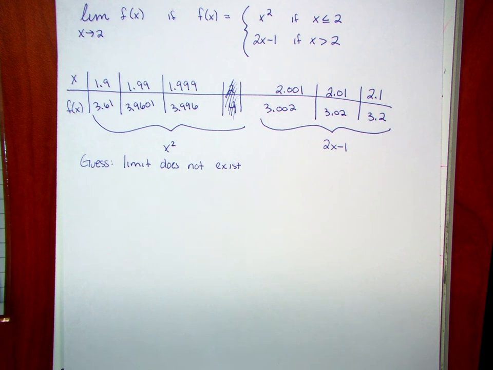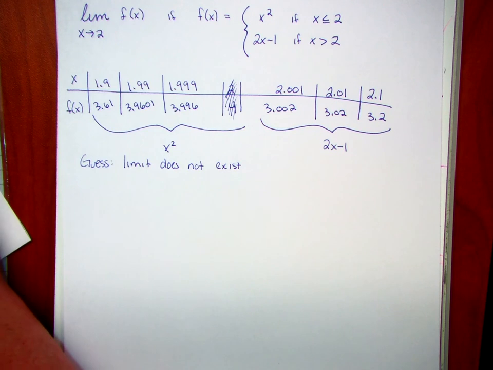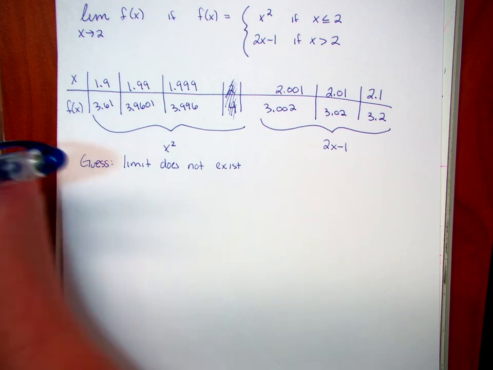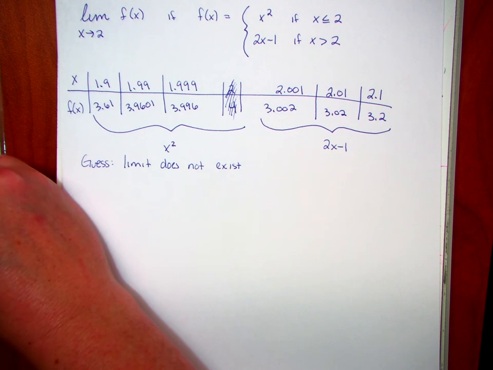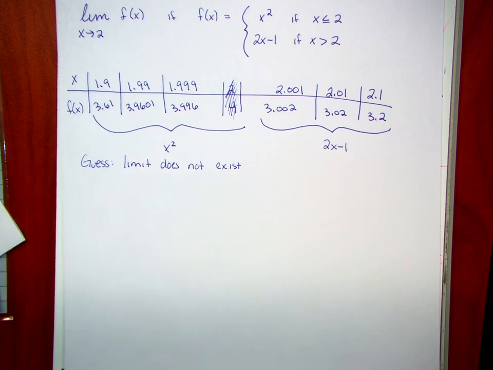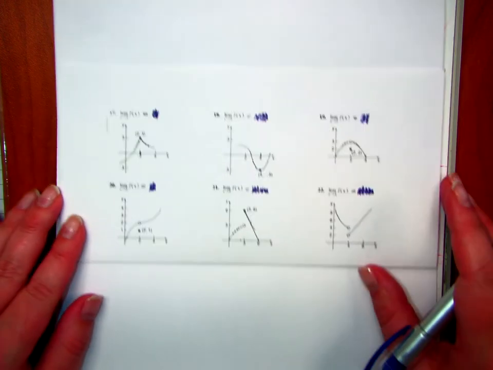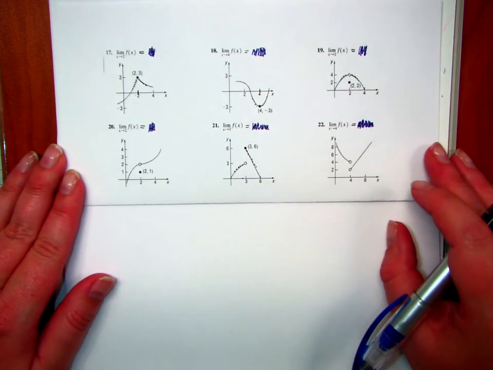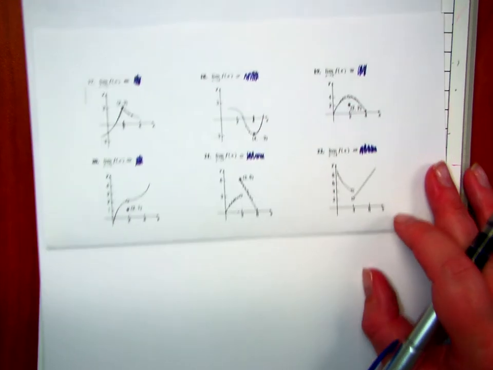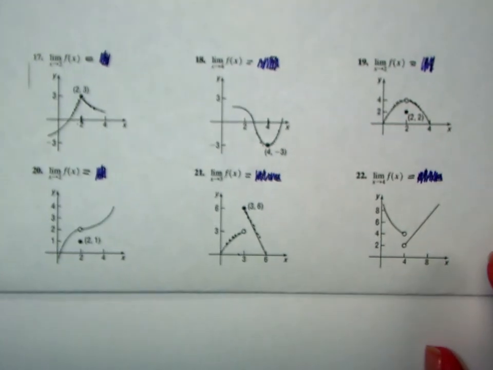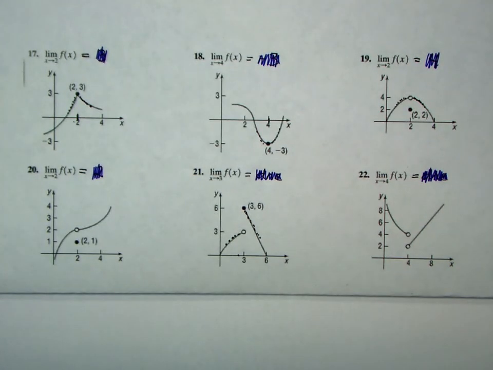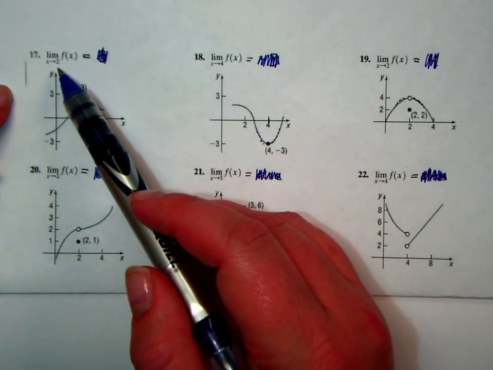All right? So I have some graphs here that I would like to evaluate the limit of. Pardon me while I scratch out the answers. Here we go. So let's look at evaluating some more limits graphically. Right. So on number 17, we're looking at the limit as x approaches 2.